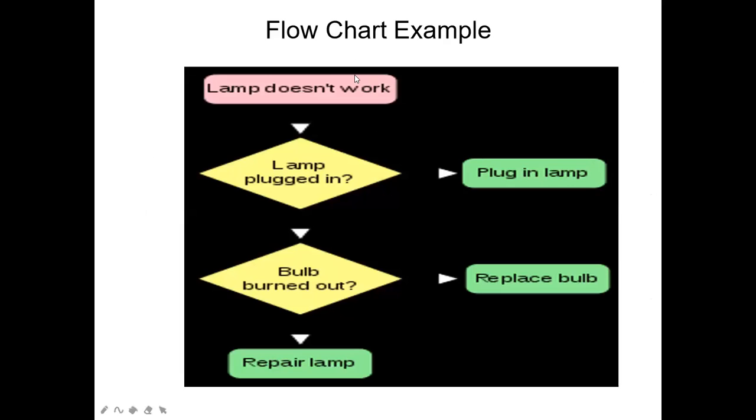And this is an example of a flowchart. Lamp doesn't work. Now, this is an example from your daily life. Lamp doesn't work. Is the lamp plugged in? There is a decision, yes or no. If no, plug in the lamp. And if yes, check the second option, whether the bulb is burned out.